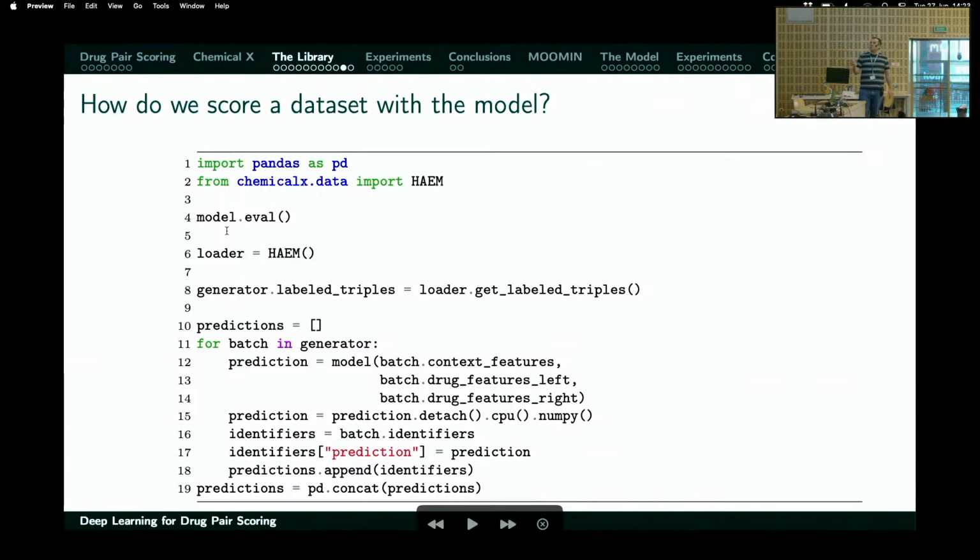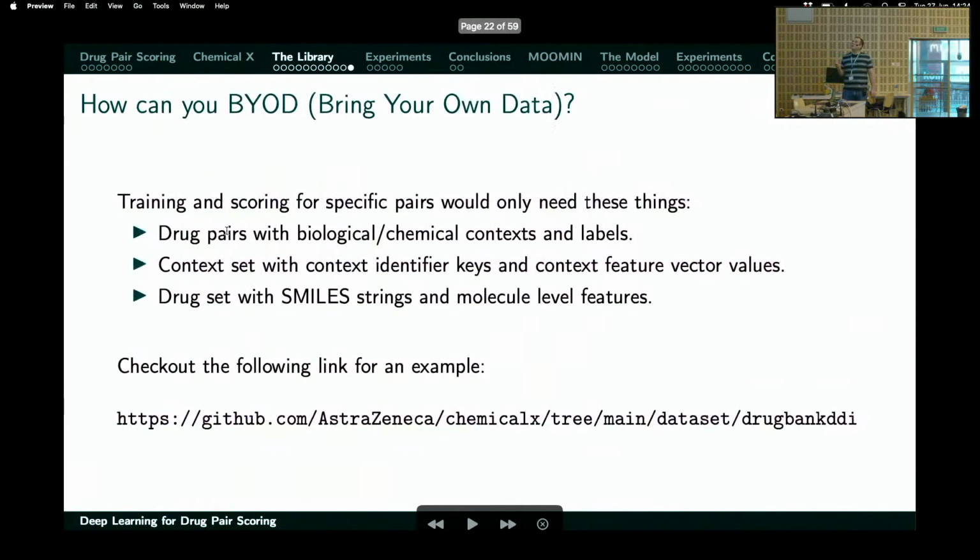And you can score all of those pairs that you have in your little data loader. Based on that, essentially what you are doing is that you change the label triples in your generator, and you can again iterate over all of the data and make predictions. And then finally, you have this pandas data frame, and you can, for example, sort it and take the top 100 predictions and send it off to someone who can actually run it in a laboratory.